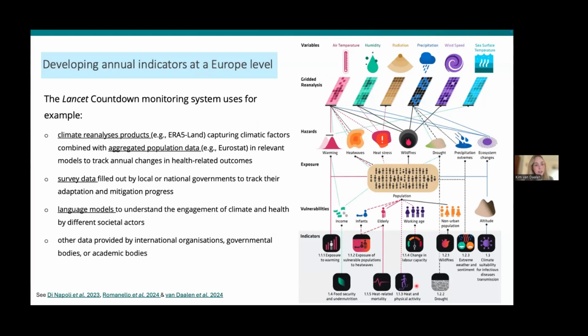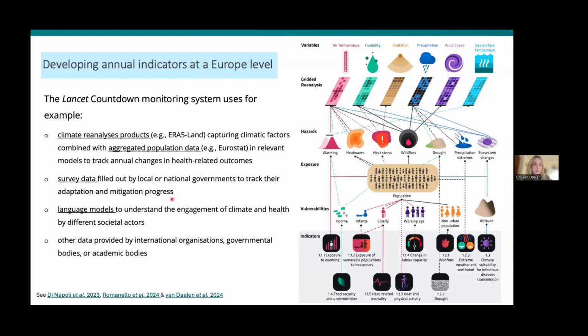But for a lot of our other teams, we will also use survey data, which is often provided by national or local governments to track things such as progress on adaptation and mitigation. We also use a range of natural language models, and this is mostly applied to understand societal engagement with climate change and health.